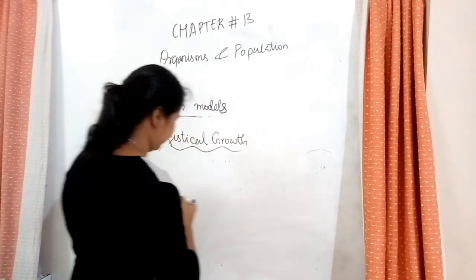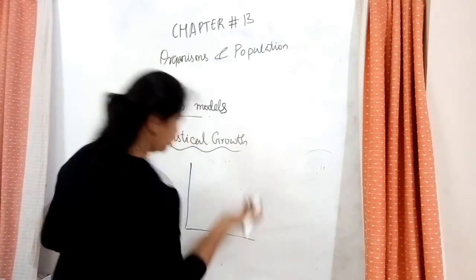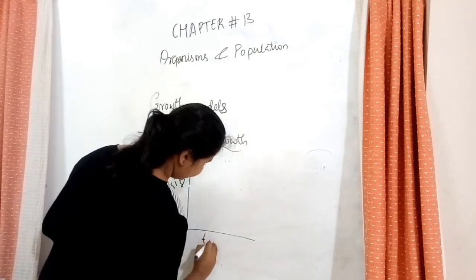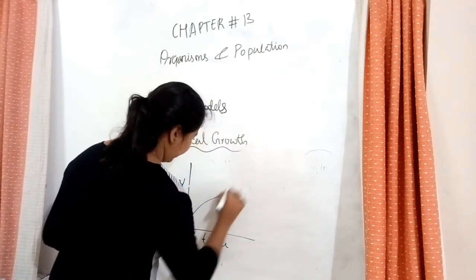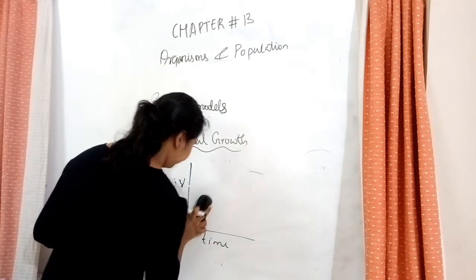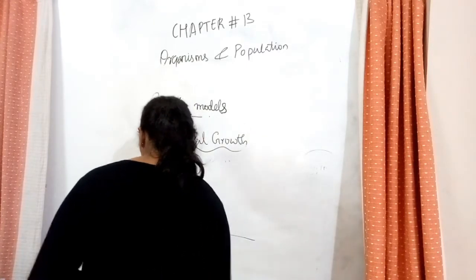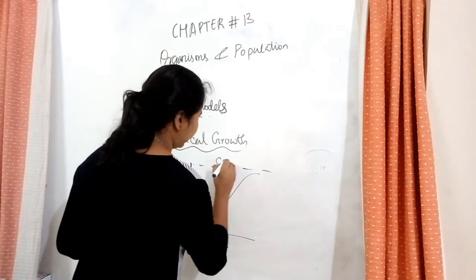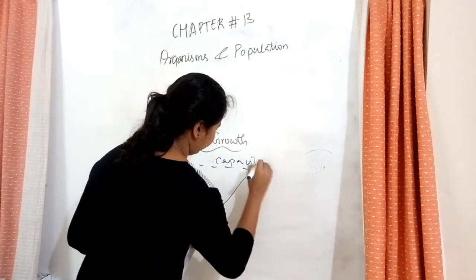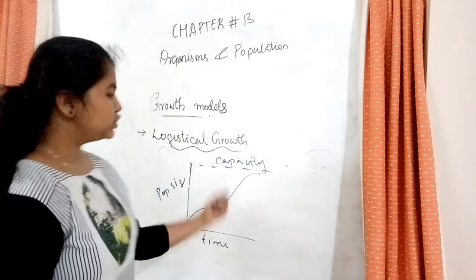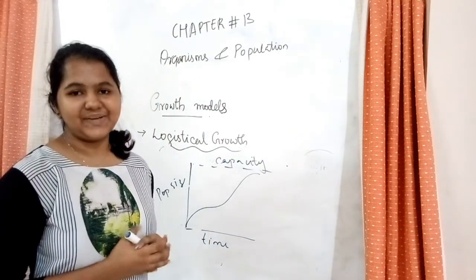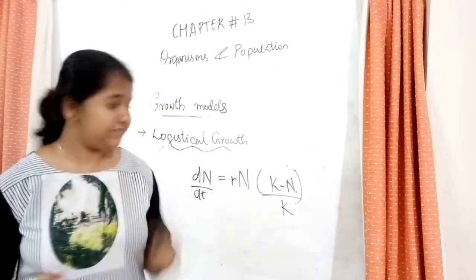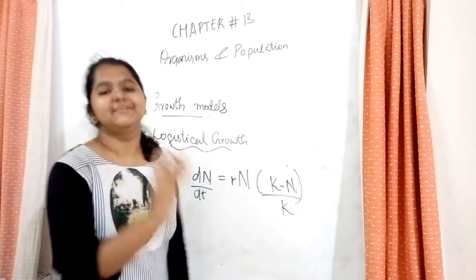This is our graph. So what is over here? Population size, and here is time. And this is the carrying capacity. This is our graph. So we have an equation in this. So let's see the equation. The equation is dN by dt is equal to rN into (K minus N) divided by K.